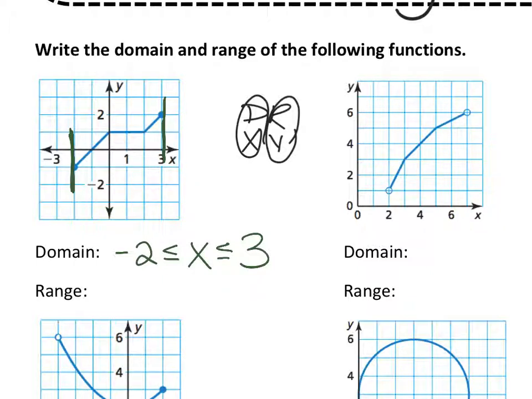Okay, let me finish the range and then I'll take some questions. If I'm doing the range, I'm going to look at the bottom of the graph. What y value is that? -1, and it's closed. Then I look at the top. What's the top number? 2, and it's closed. I'm telling you in this math sentence that the graph shows up between -1 and 2 on the y-axis.